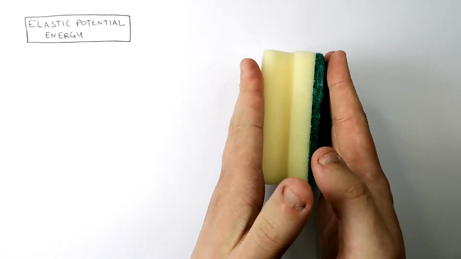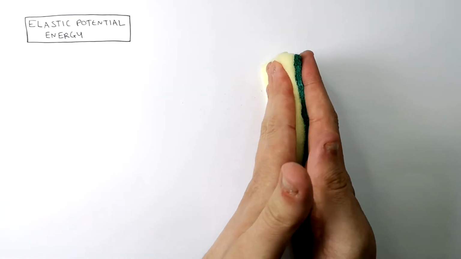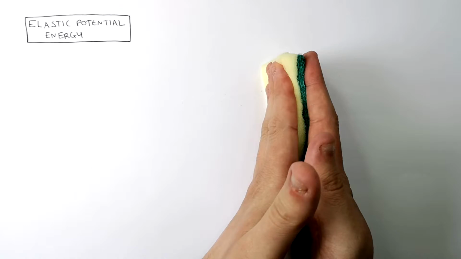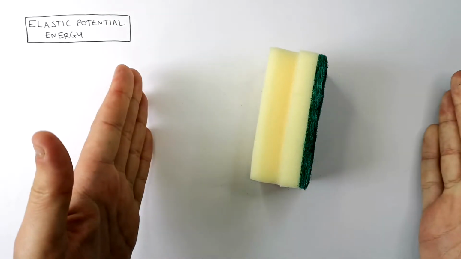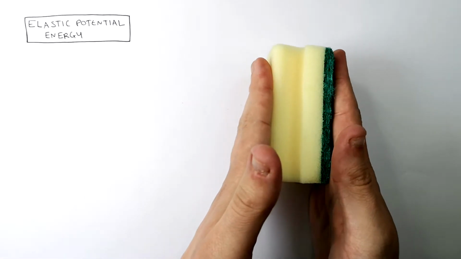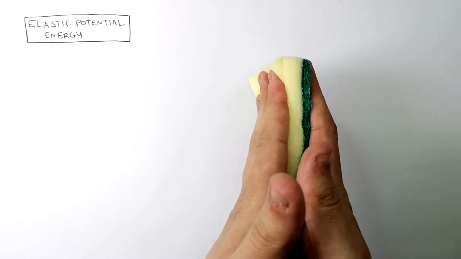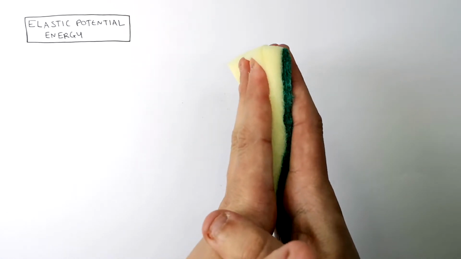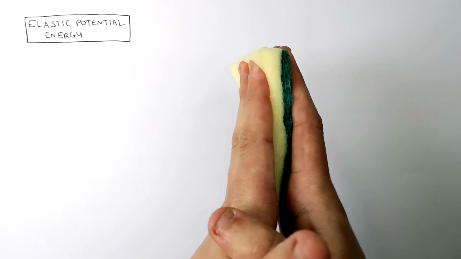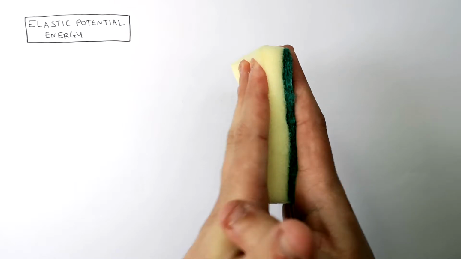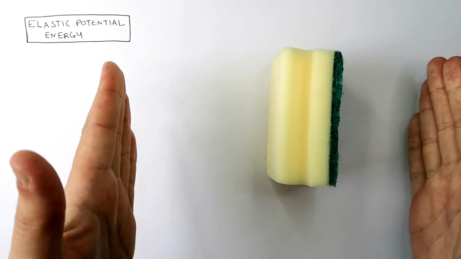When you compress something, like I am here, I'm compressing this sponge. When I let go, it is going to return back to its normal shape. And when the sponge was compressed, there was an energy transfer into the elastic potential energy store of the sponge. So when something is stretched or compressed, there is now energy stored in that object.